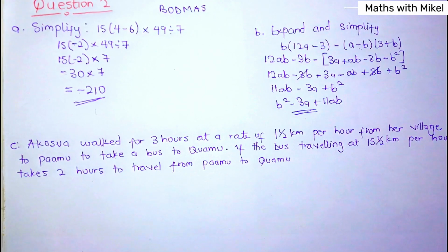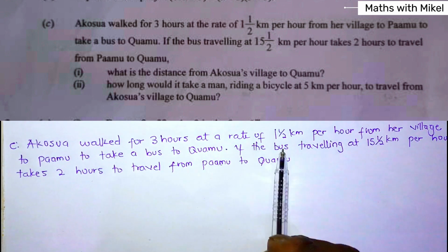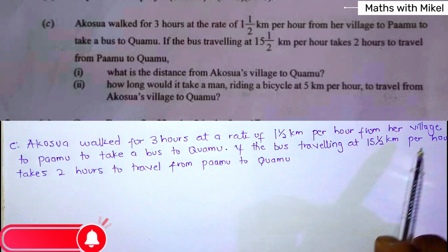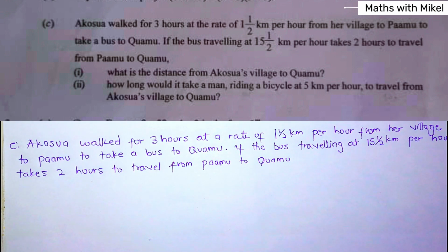Okay, the C, let's read the question together. Akosia walked for 3 hours at a rate of 1/2 kilometers per hour from her village to Permu to take a bus to Kwemu. If the bus traveling at 1/2 kilometers per hour takes 2 hours to travel from Permu to Kwenu, we are asked to find Akosia's distance from village to Kwemu.